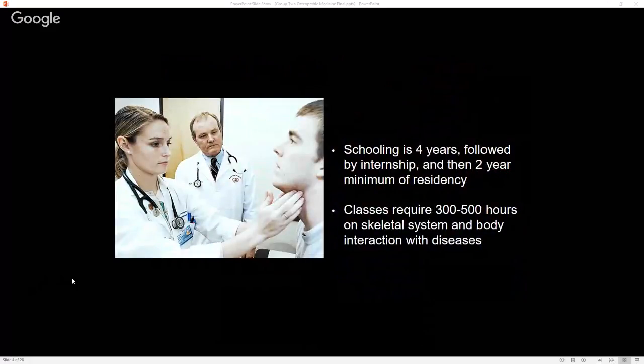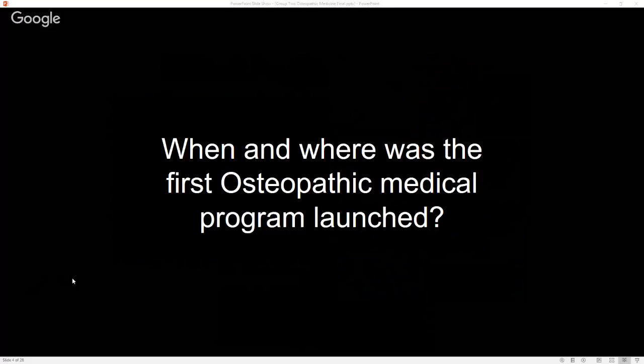The schooling is about 4 years long when you get accepted into the DO school. It's followed by an internship and then at least 2 years minimum of a residency in the state that you're going to practice in. The courses require about 300 to 500 hours on the skeletal system and the body's interaction with diseases. They want you to know how the skeletal system and the muscles work, so that they can treat that whole part of the body and not just the one symptom itself. Let's go to the next page there.